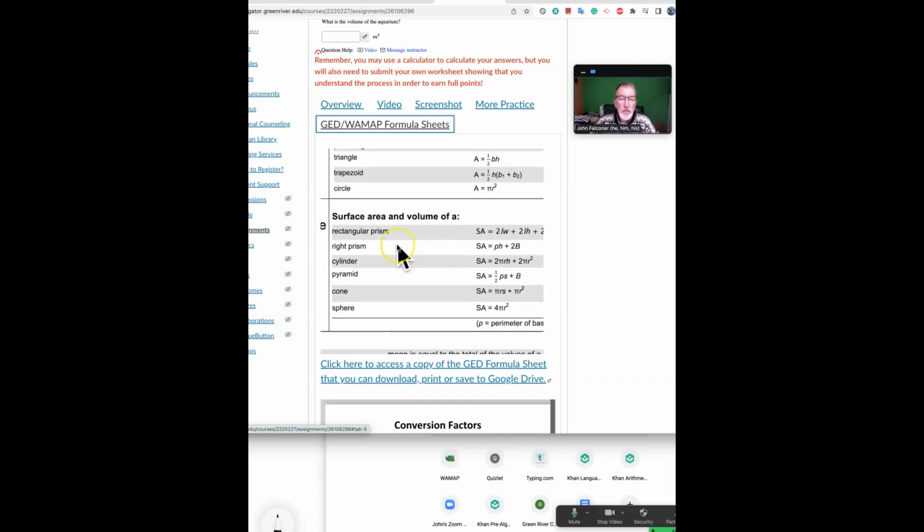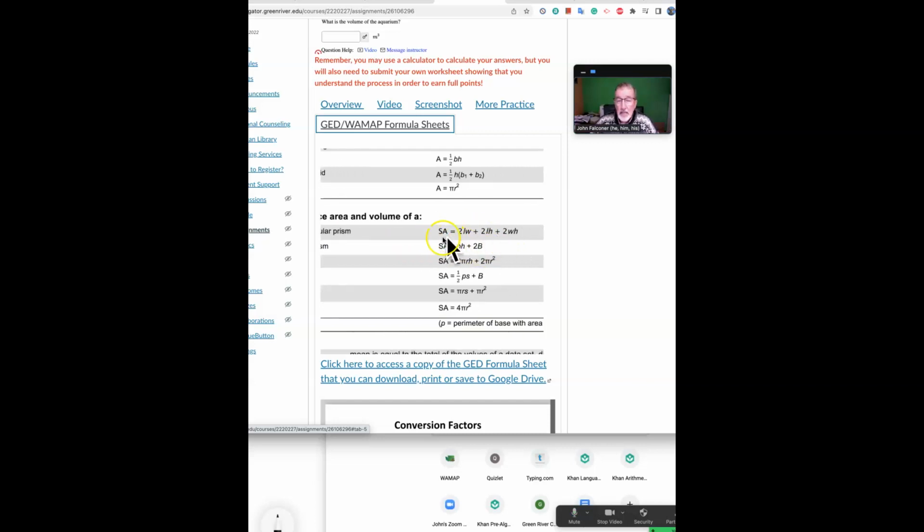So when you're using the GED formula sheet, just remember surface area is if you were to wrap this in wrapping paper, how much wrapping paper would it take? And so this is three separate area calculations. So this is similar to doing the area of a square or the area of a rectangle, but on steroids. You've got six rectangles coming together to make that prism, right? So it's like a cube. So you've got six sides. So we've got 2 times 2 times 2.